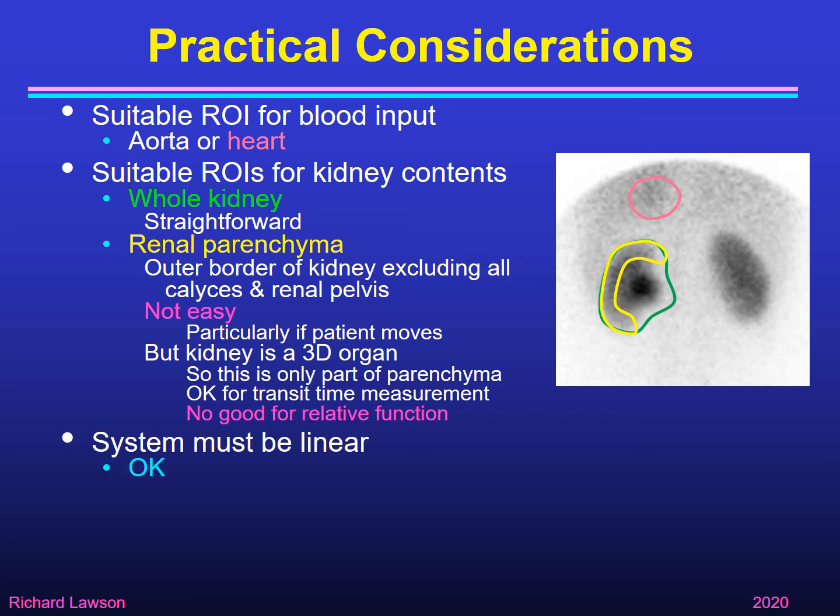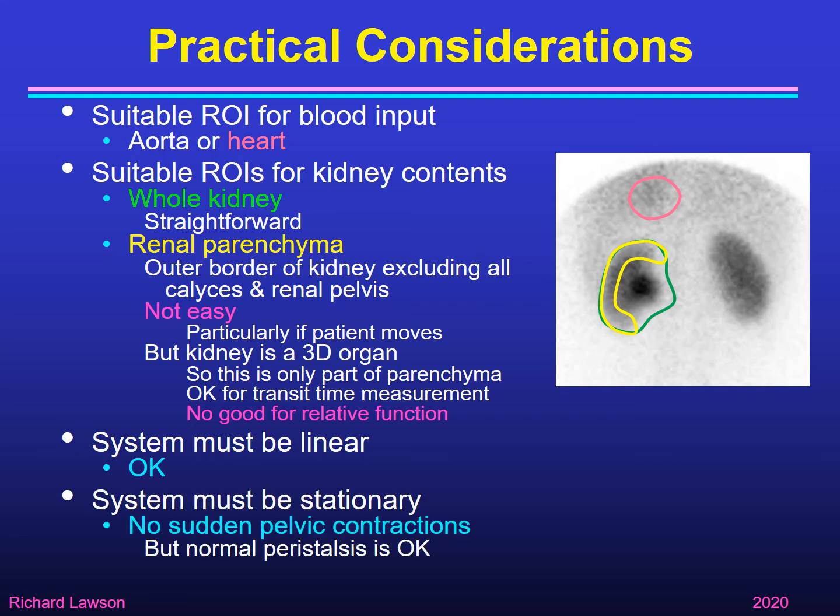Now, in the theory part of this talk, I explained that one of the assumptions we needed for deconvolution to work was that the system must be linear. That's okay, because the concentrations of radiopharmaceuticals that we encounter during renography never reach saturation in the kidney. So if we double the activity in the blood, it's reasonable to assume that the activity in the kidney also doubles, which means we have a linear system. So this is a valid assumption.